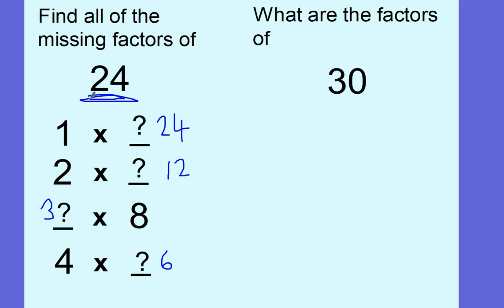Can you now pause the video for a minute or two, and in your light blue books, can you write down what the factor pairs of 30 might be in the same way? Pause the video now.